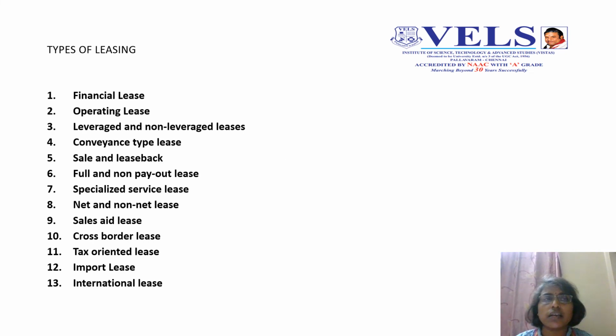The next thing is what are the different types of lease that are available. We have financial lease, operating lease, leveraged and non-leveraged leases, conveyance type lease, sale and lease back, full and non-payout lease, specialized service lease, net and non-net lease, sales aid lease, cross-border lease, tax-oriented lease, import lease, as well as international lease. These are the different types of lease agreements that are available. Even in that, the first three are more popular when compared to the others.